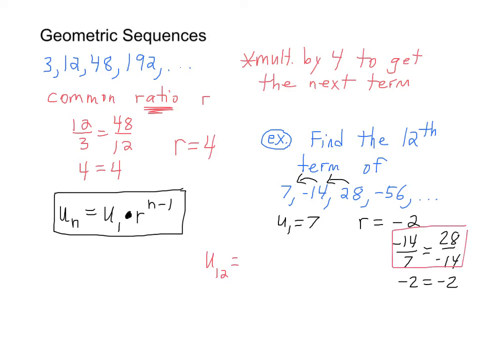To find the 12th term, we're going to use our general formula for finding any term. So u sub 12 is what we're after. The first term is 7. The r value is negative 2. And then we have 12 minus 1 for our power. So this becomes 7 times negative 2 to the 11th.